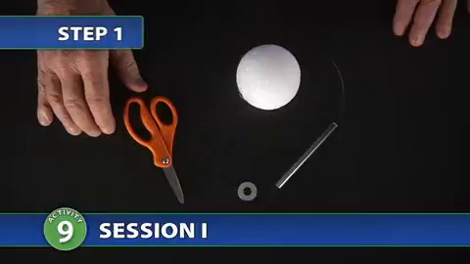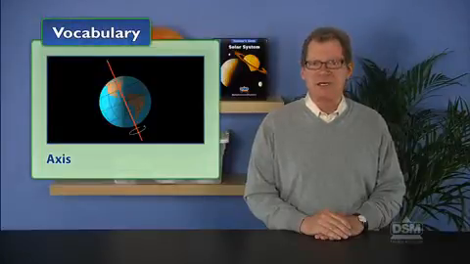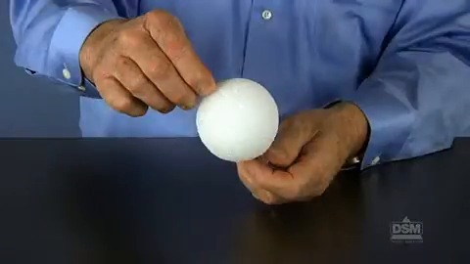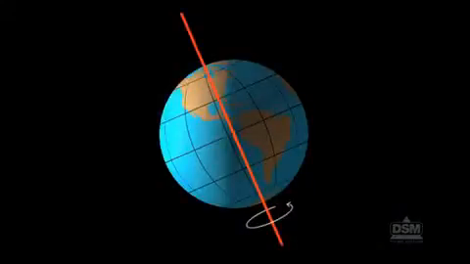To begin Session 1, show students the demonstration satellite model. Then define axis for students as an imaginary line through the center of a planet. Ask students to imagine the foam ball is a planet and the plastic tube is its axis. Explain that in addition to orbiting the Sun, planets also rotate about their axes.